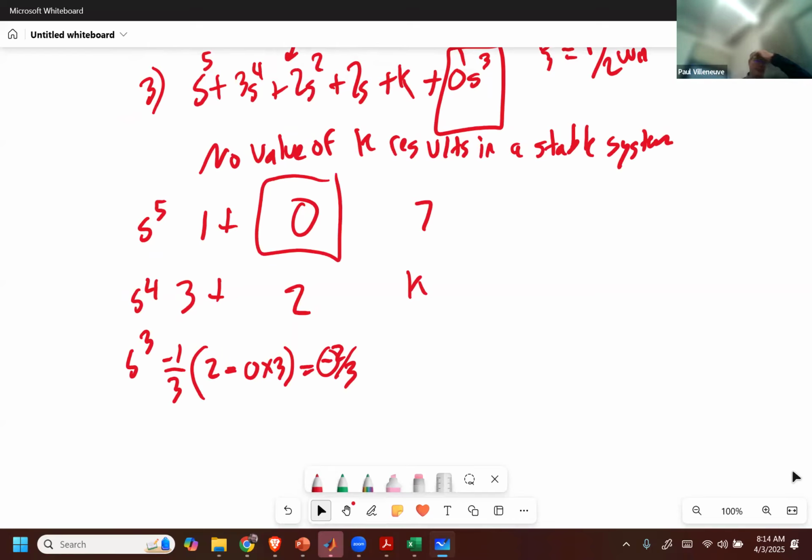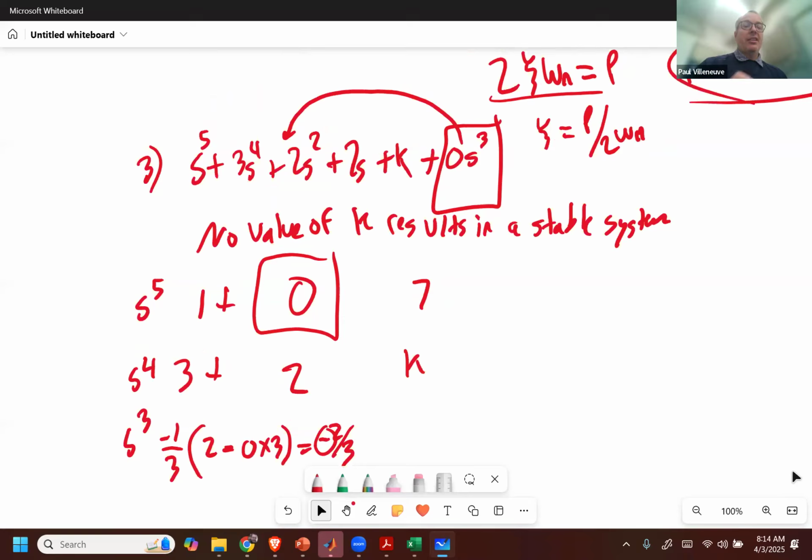If you did decide to do the Routh-Hurwitz, you got to make sure that you put that 0s cubed in line with the s to the 4th and s squared term. Otherwise, if you did the Routh-Hurwitz tabulation, you wouldn't get good results.